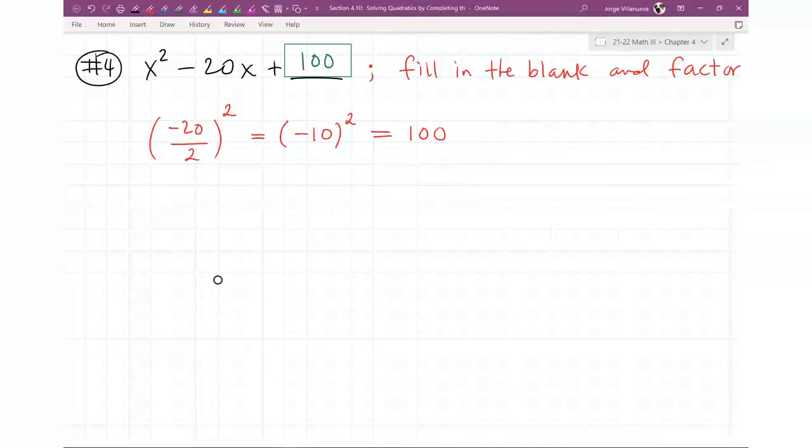Then they say, all right, let's factor. So what's my first letter that I see? X. What's the first symbol? Minus. So I'm going to go ahead and put X minus. Then I'm going to write squared. What's the square root of my C value? So it's 10, right? The square root of 100 is 10, and I'm done. That's it.